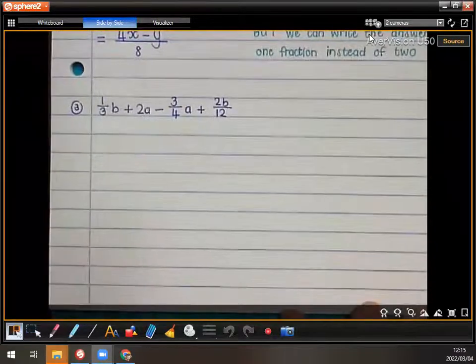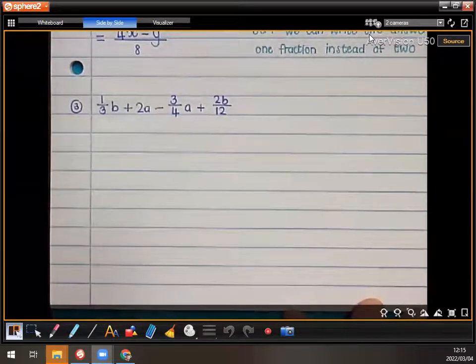Example 3, let's write that one down. That's the last one that I'm going to do with you. Then you're going to practice some on your own.